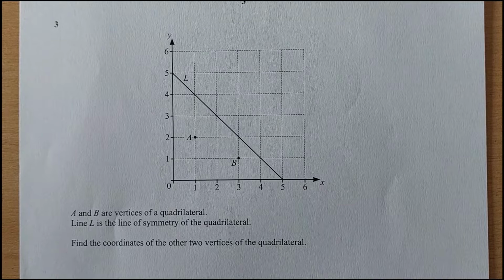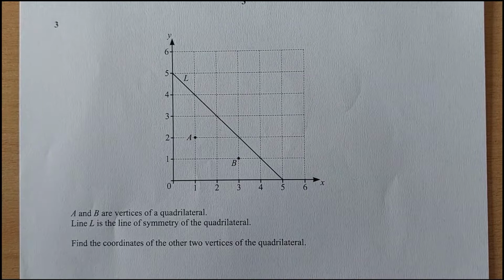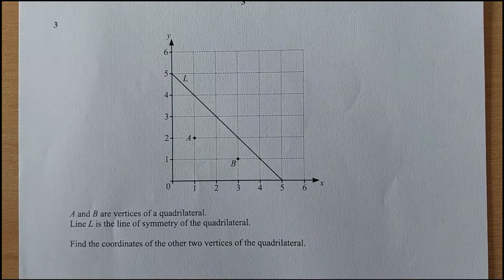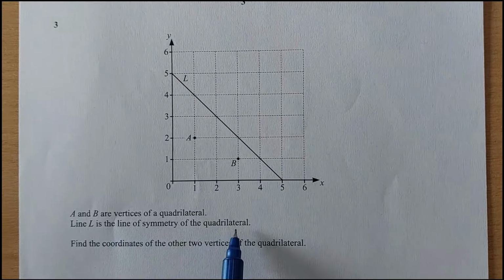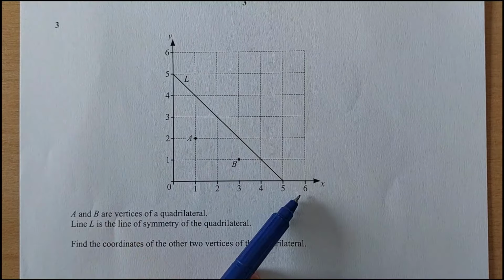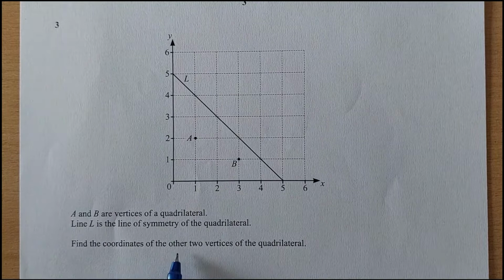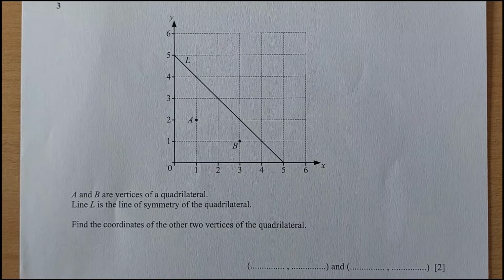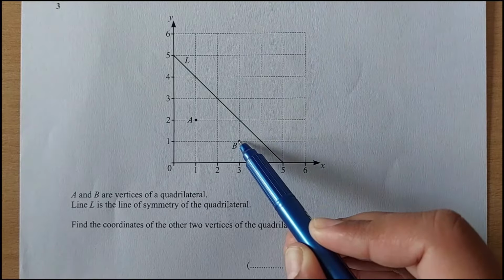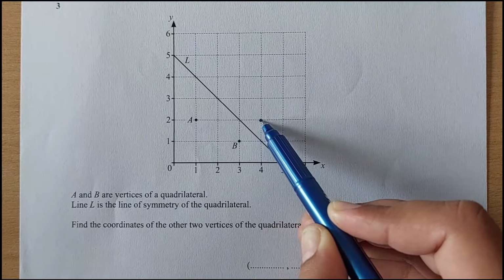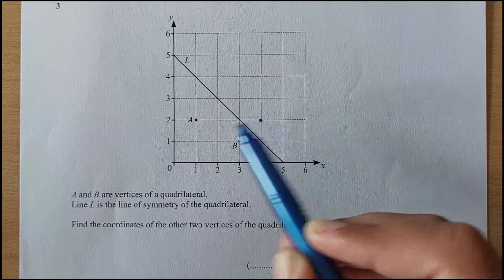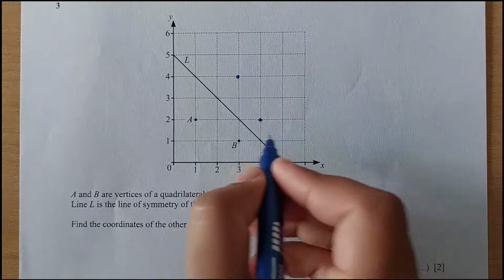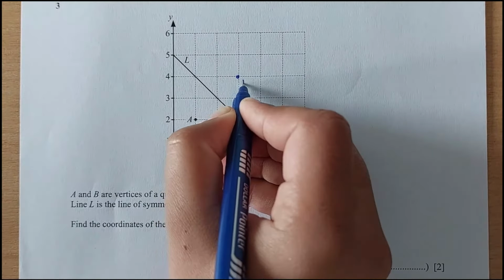Question number 3, A and B are vertices of a quadrilateral. So these A and B are two vertices of a quadrilateral. Line L is the line of symmetry of the quadrilateral. This is the line of symmetry, right? Find the coordinates of the other two vertices of the quadrilateral. So if this is the line of symmetry, this is point B, and on the other side this is the next point, let's say C. If this is A, then this would be D, right? So this is C and this is going to be D.